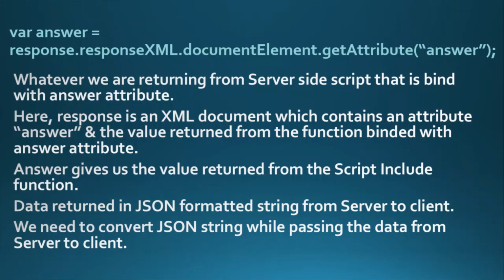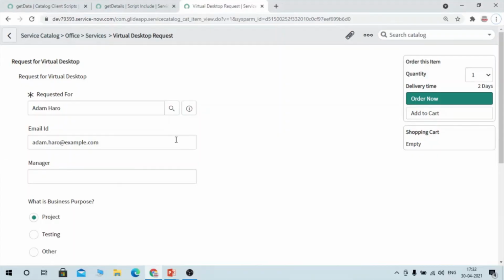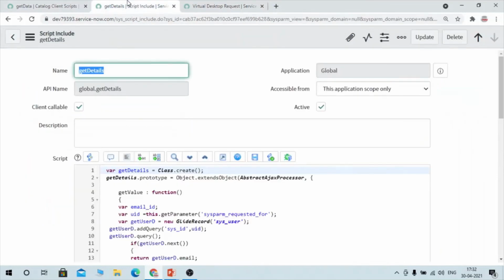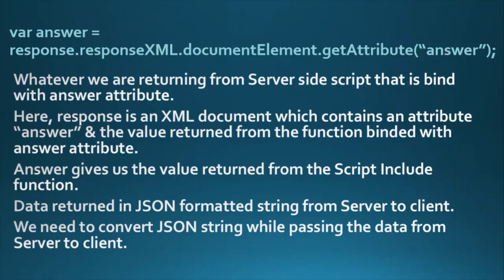And here we have mentioned JSON, right? We use JSON whenever we need to pass multiple data. For example, if I need to populate both email ID as well as manager of this requested person, how can it be done? You cannot pass multiple data like this. For that you need to use JSON, so you need to create a JSON object. We are going to discuss it in maybe our next video.